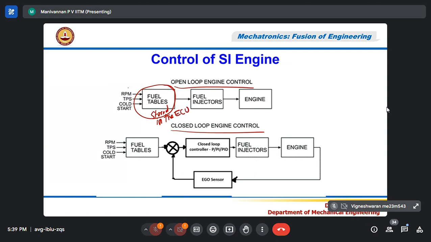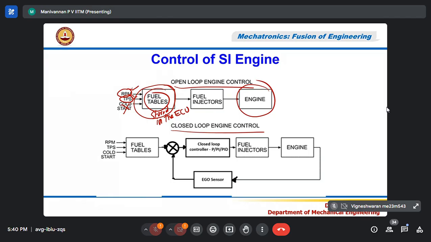And what is input to the ECU? Engine RPM sensor, throttle position sensor. This is for cold start, forget it. Based on engine speed and the throttle position, whether throttle is 5%, 10%, 20%, 30%, 50%, you have already created this fuel map in the dynamometer. That map is stored in there. So accordingly, the fuel injector will open for so many milliseconds, correct? So engine air fuel ratio is maintained. They call it open loop control.